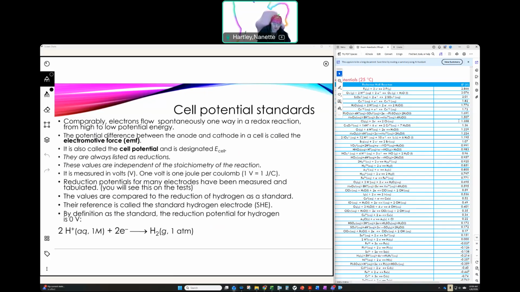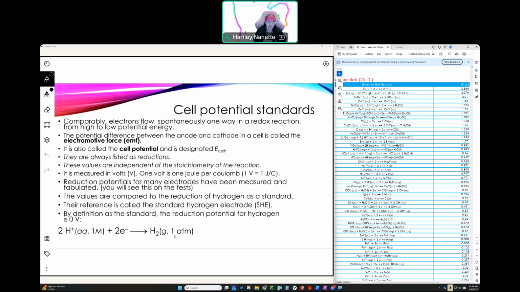Now that's measured in volts. 1 volt is 1 joule per coulomb for people who want to know. The reduction potentials for many electrodes have been measured and tabulated. This is the table that I'm talking about. The values are compared to reduction of hydrogen as a standard. So if I take 2H+ aqueous at 1 molar plus 2 electrons to give me H2 gas at 1 atmosphere, this is what I measure everything against. So I can only tell the relative differences between things. I don't have an absolute value for them. That's not how this works.